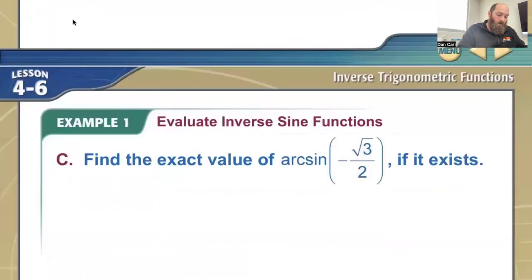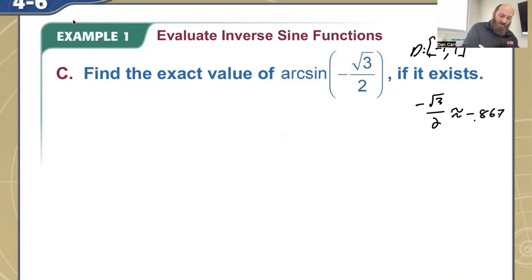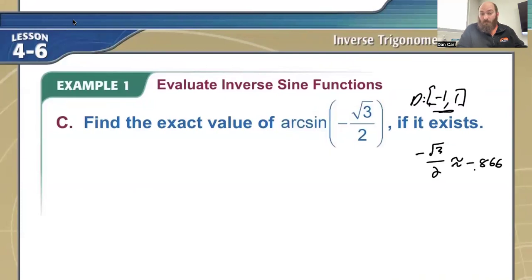Okay. Exact value of arcsine of negative root 3 over 2. So again, I'm going to just do this double check. Does this fall in my domain of negative 1 to 1? So negative root 3 over 2 is going to be approximately equal to negative 0.866. So that does fall into this domain.